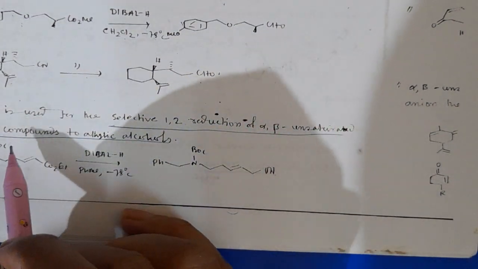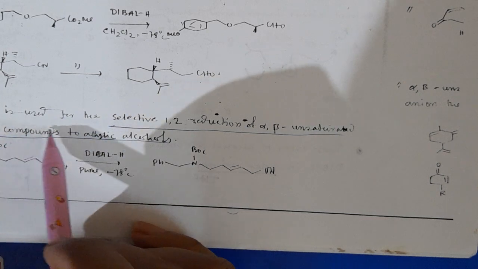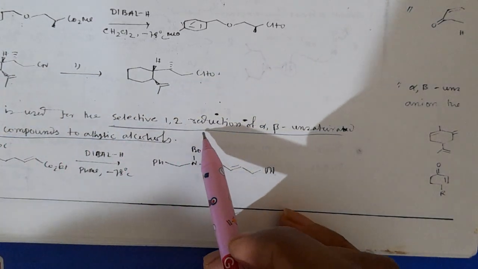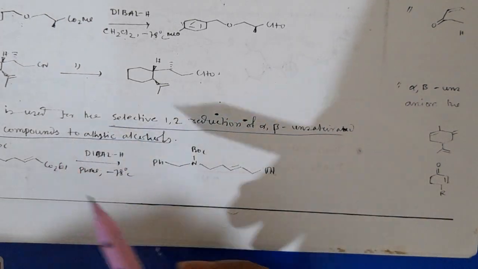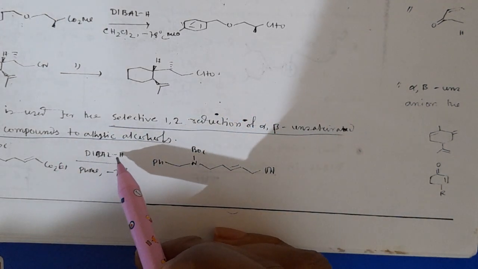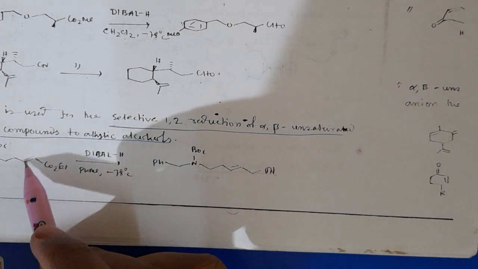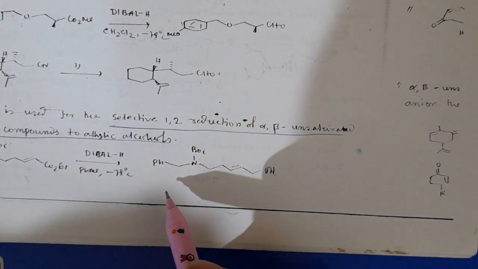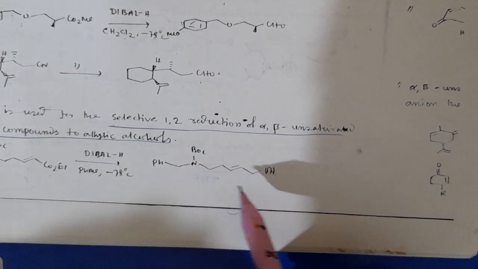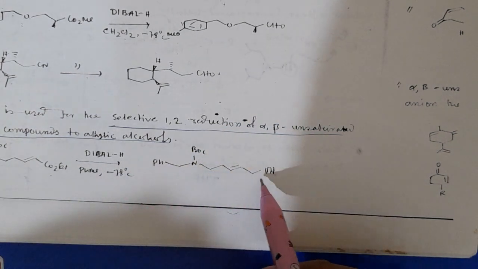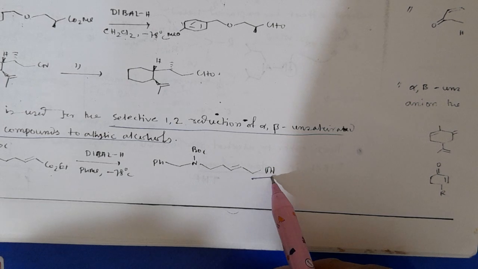So the last example, as you can see here, DIBAL is used for the selective 1:2 reduction of alpha beta unsaturated carbonyl compounds to allylic alcohol. So this is the alpha beta unsaturated ester. As a result it selectively reduces this ester compound, and it gives the alcohol product.